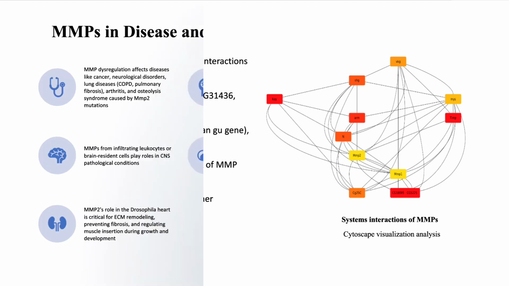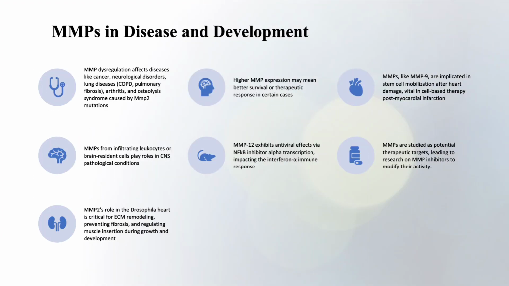MMP in disease and development. Numerous diseases such as cancer, neurological disorders, lung disorders, and arthritis have been linked to MMPs. In MMP mutant embryos, cardioblasts do not enclose the heart lumen, even though they align at the midline. Although MMPs are not necessary for the normal growth of the Drosophila head.